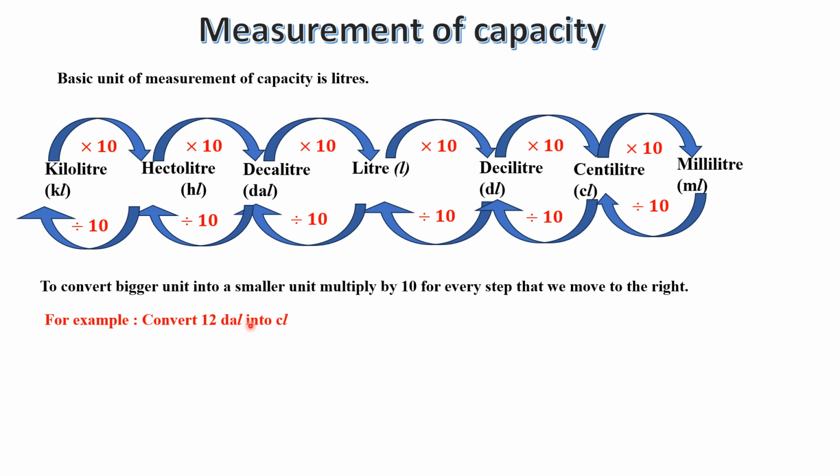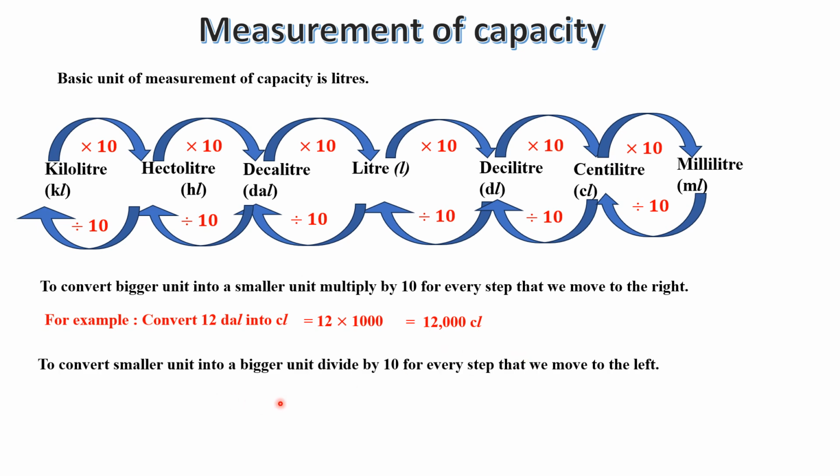You have to convert 12 decaliter into centiliter. Now decaliter is here, centiliter is here. You have to move 1, 2, 3 times to the right. It means you have to multiply 10 by itself 3 times. So to convert decaliter to centiliter, you have to multiply it by 1000. So you will get 12,000 centiliter.